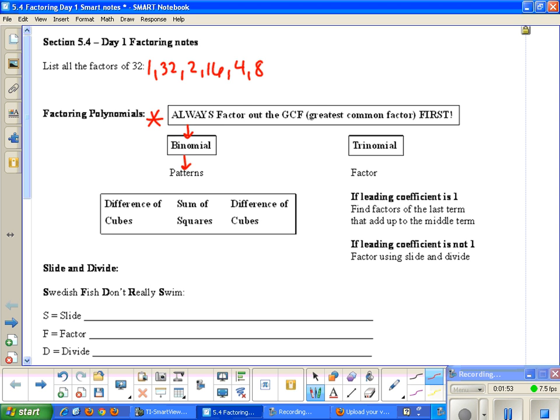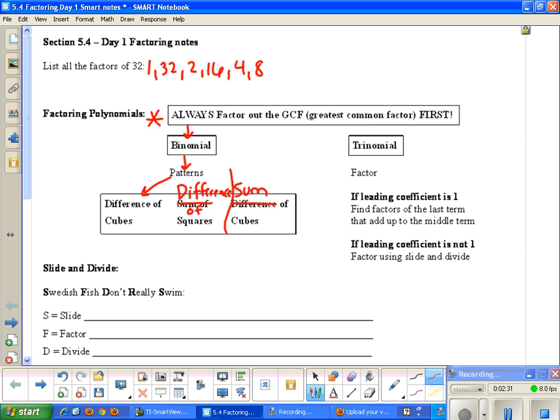Now, we're not going to really talk about these patterns today, but I'm just going to tell you what they are for right now. The patterns are the difference of cubes, the sum of cubes, and the difference of squares. Sorry, I don't know why that got messed up there. So difference of cubes, the difference of squares, and the sum of cubes are the 3 different patterns. But like I said, we're not going to really talk about that. So we're going to focus more on the other half of this.